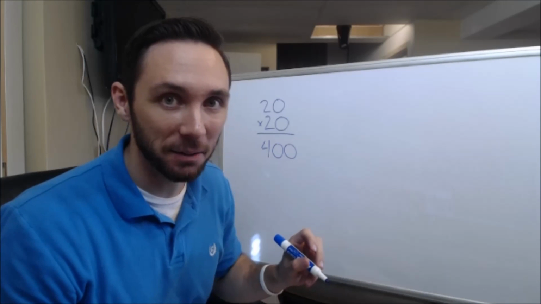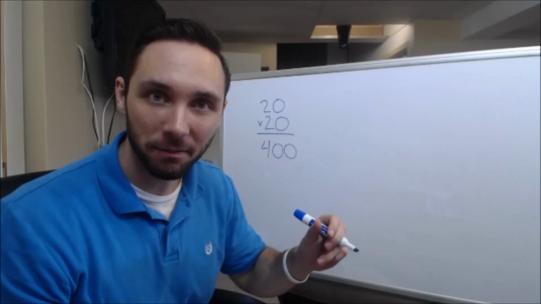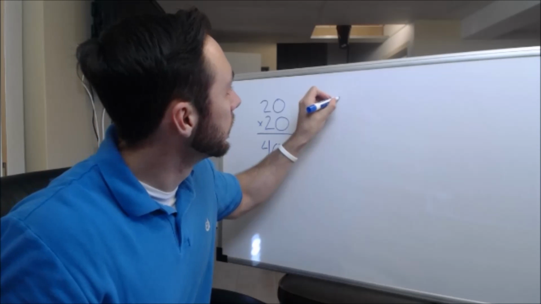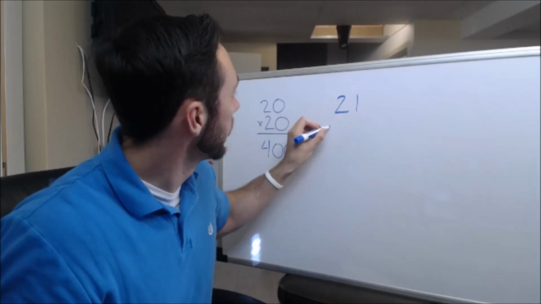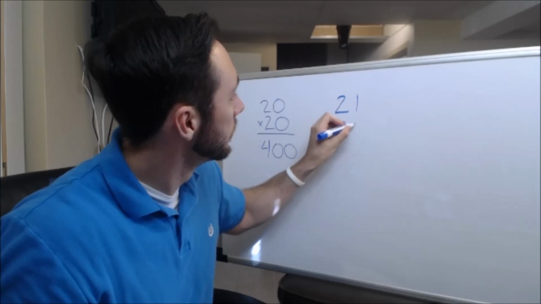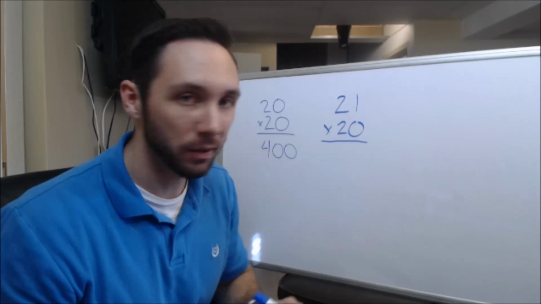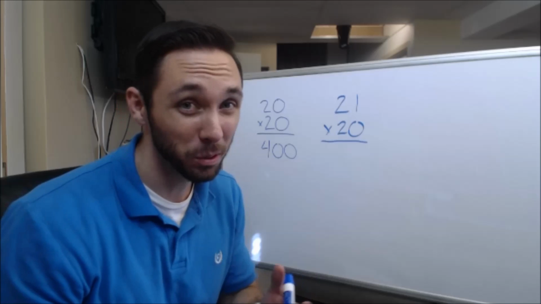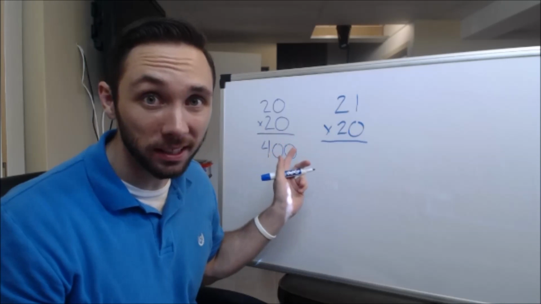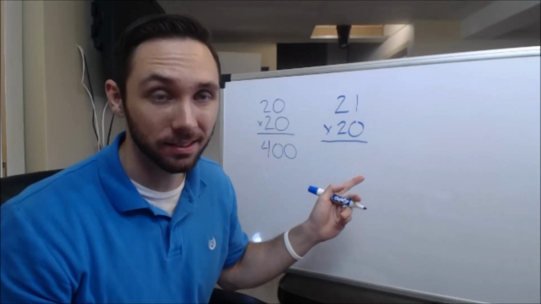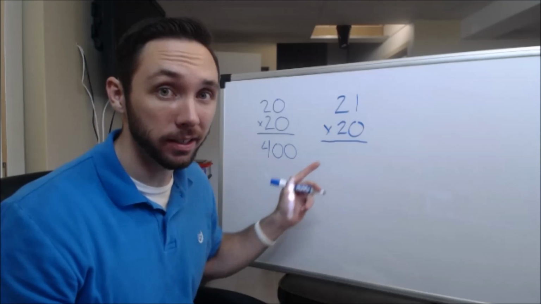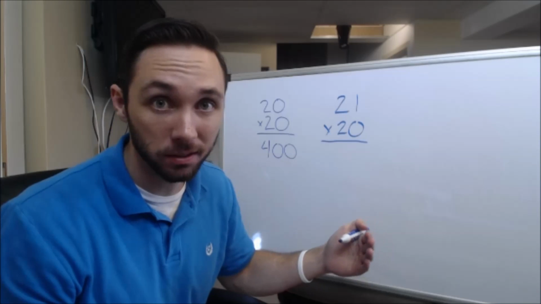Okay, now I want to take this one step further. What if I gave you 21 times 20? If we think about this one, I just have one more 20, right? Here I had 20 20s, here I have 21 20s. So if the last one was 400, I just have another 20, so this one's 420.